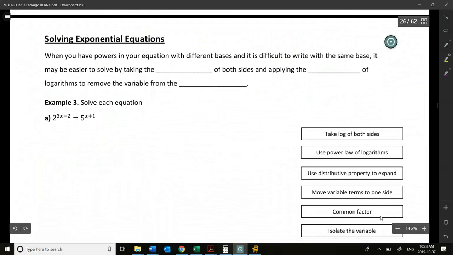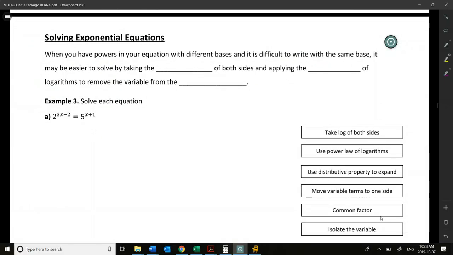All right. So what we just did is solving exponential equations, so some base with x's in the exponent. When you have powers in your equation with different bases, and it's difficult to write them with the same base, it may be easier to solve by taking the log of both sides and applying the power law of logarithms to remove the variable from the exponent.